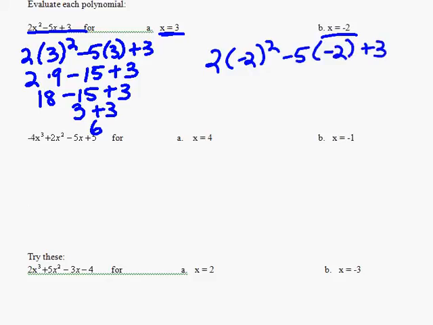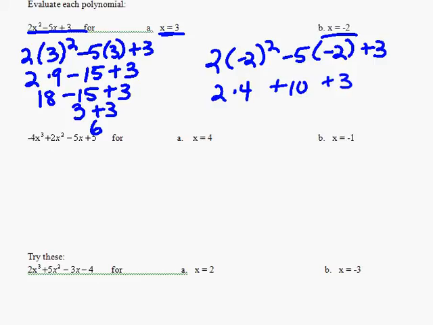I take the power first, negative 2 squared, if you remember from today's lesson. Take a negative number, raise it to an even power, I get a positive number. That's 2 times 4. Now, negative 5 times negative 2 is plus 10, or I could have said that's minus negative 10, which still would have given me plus 10, of course.